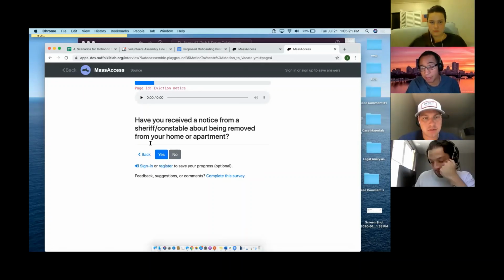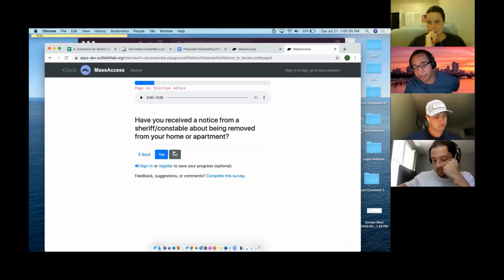This could be a good place for a picture. I think we were just talking about that on our admin call yesterday. So this would be an image of what that notice would look like. Is that notice pretty consistent? Yeah, it's going to come from the sheriff. So yes, it's very consistent. The court would give it to the sheriff to then deliver.